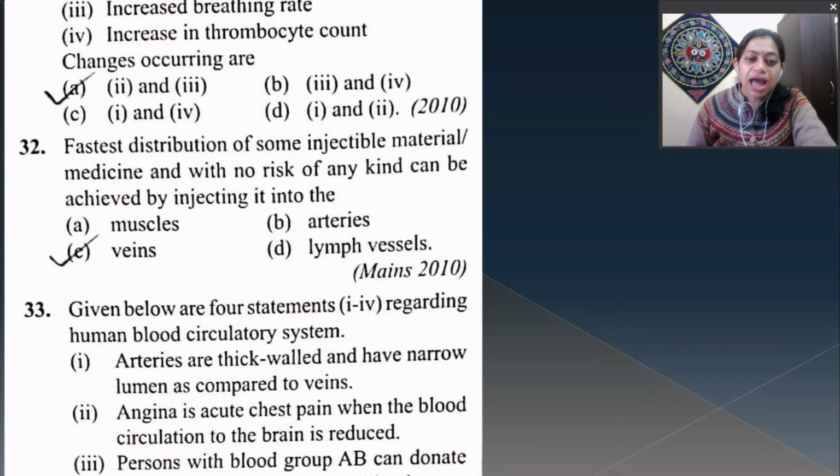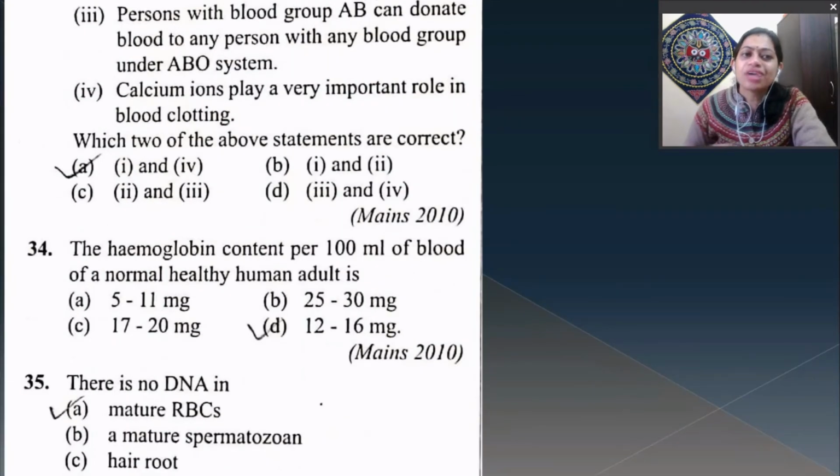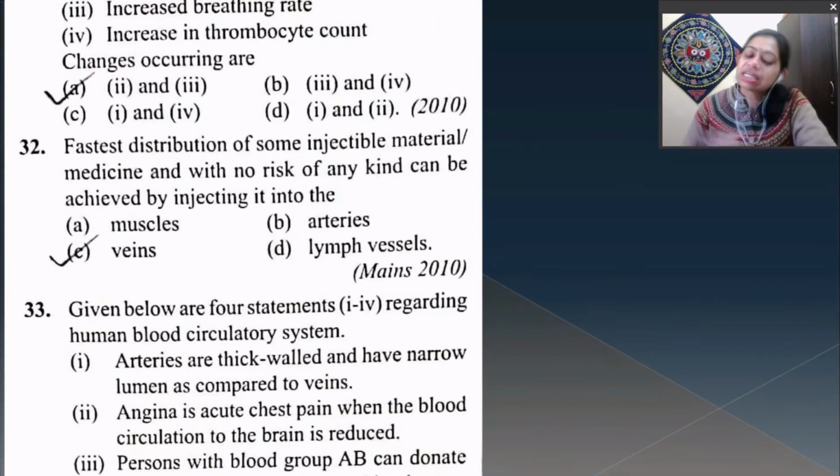Arteries are thick-walled and have narrow lumen as compared to veins. Angina is acute chest pain when blood circulation to the brain is reduced. Persons with blood group AB can donate blood to any person with any blood group under ABO system. No. Calcium ion plays a very important role in blood clotting. It is rare. Which of the statements are correct? 4 correct hai. Between A1 and 2, arteries are thick walled and have a narrow lumen comparative to veins. So this is the right option.